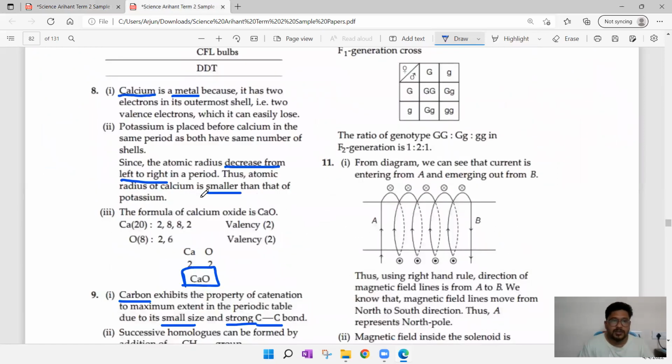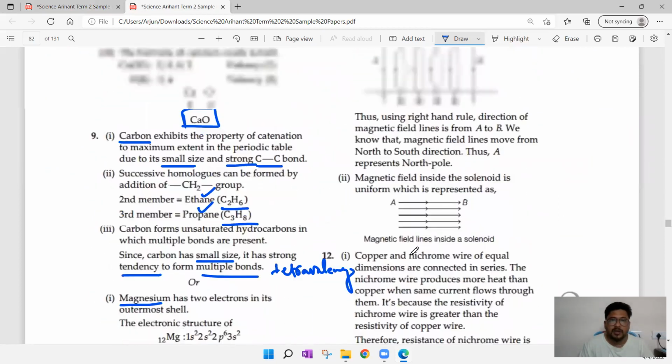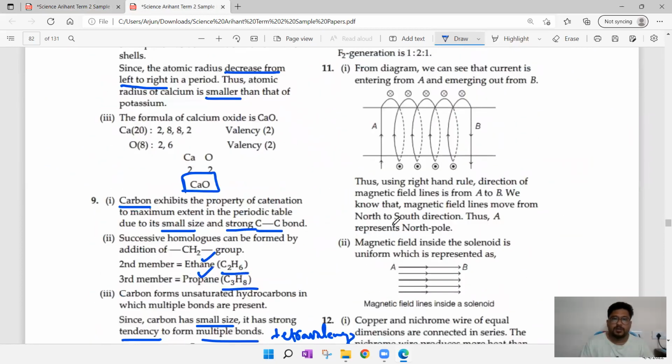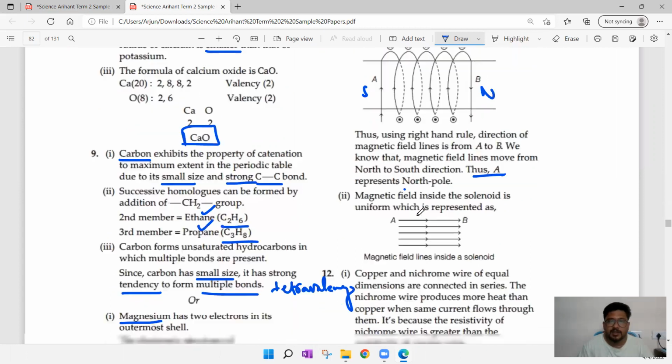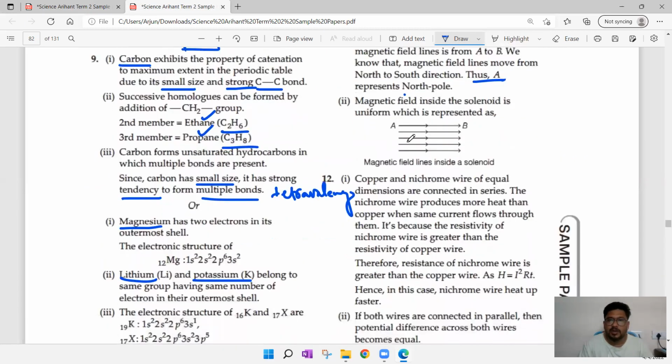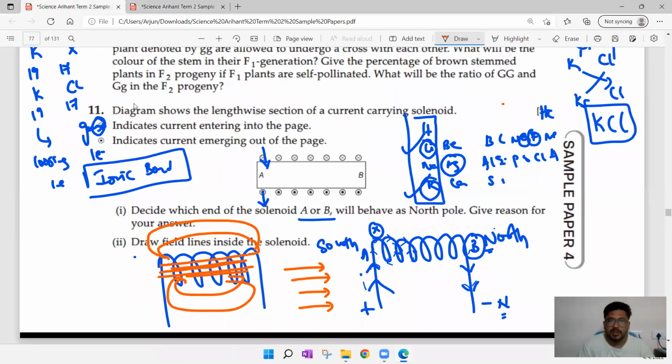So you see question number 11, right? So number 1. A represents, why is it the North Pole? No, definitely this A is the South Pole and B is the North Pole. You can correct it. Next, the field lines inside the solenoid will be straight, parallel lines. Like that you have to draw the diagram, or you can write the answer.